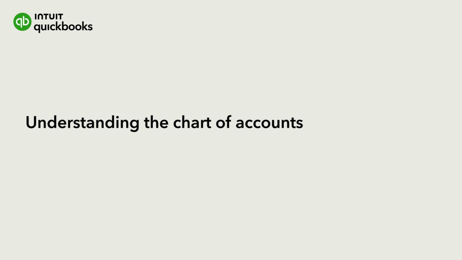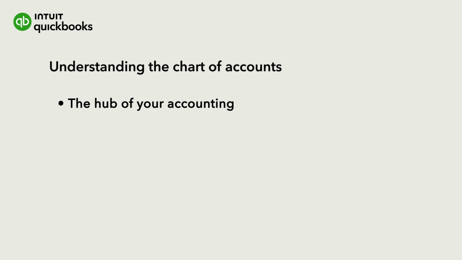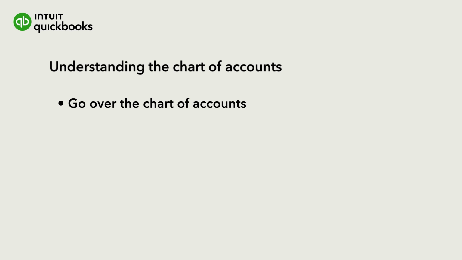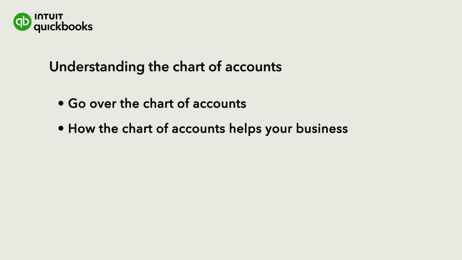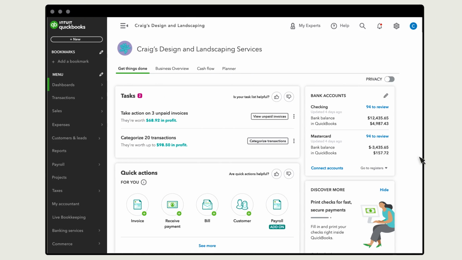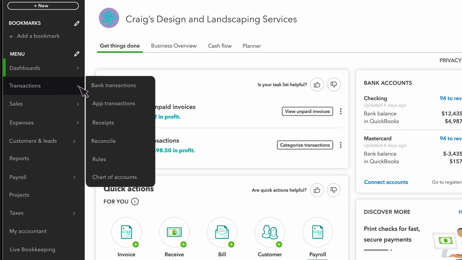The chart of accounts is the hub of your accounting. It's the central place where you decide how you organize your transactions. Every account or category you use in QuickBooks for every transaction comes from the chart of accounts. Let's go over the chart of accounts, how it helps you organize your business, and how it affects your financial statements. To get to the chart of accounts, select Transactions.